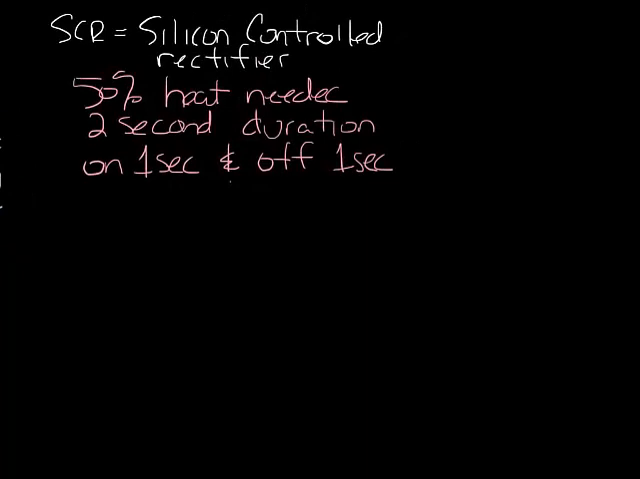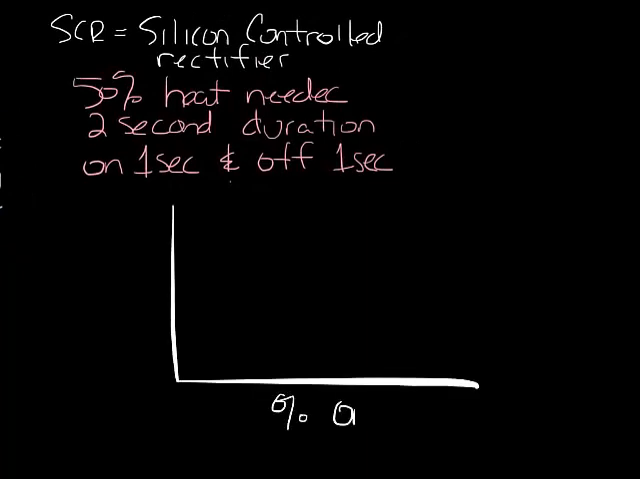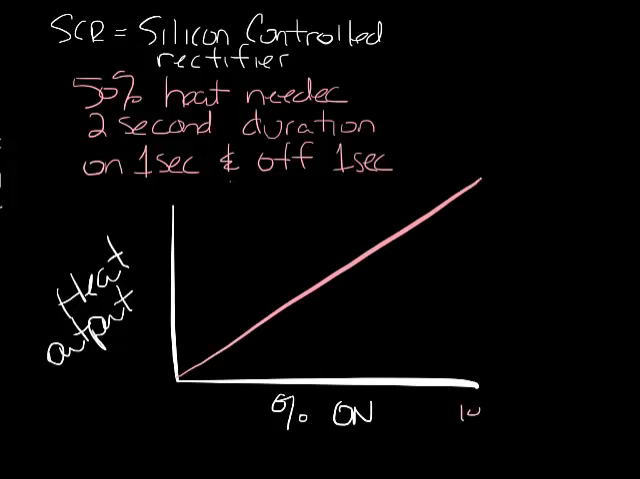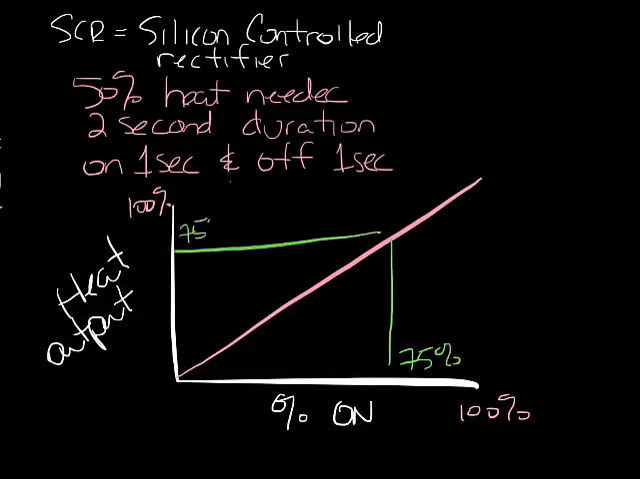Let's move this over a little bit. So if you look at the percent on and the heat output, you can see that it's pretty much linear. If you need 100% heat, then it keeps the heat on the full duration, say the full two seconds. If you only need 75% heat, it pulses the heater 75% of the time. So in our 2 second example, that'd be a second and a half on and half a second off to give you 75% heat.